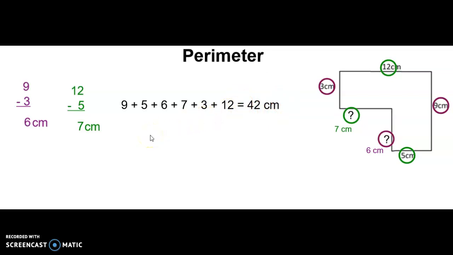So to review, we started off right here, just like we did last time, finding the missing sides. And then it's just like you're back in 3rd grade. You're going to take up all the sides and add them together.